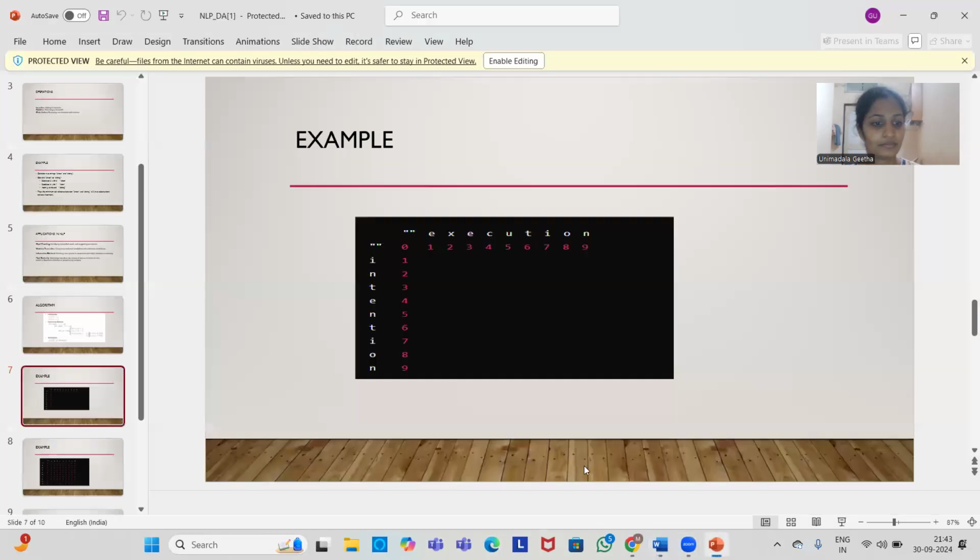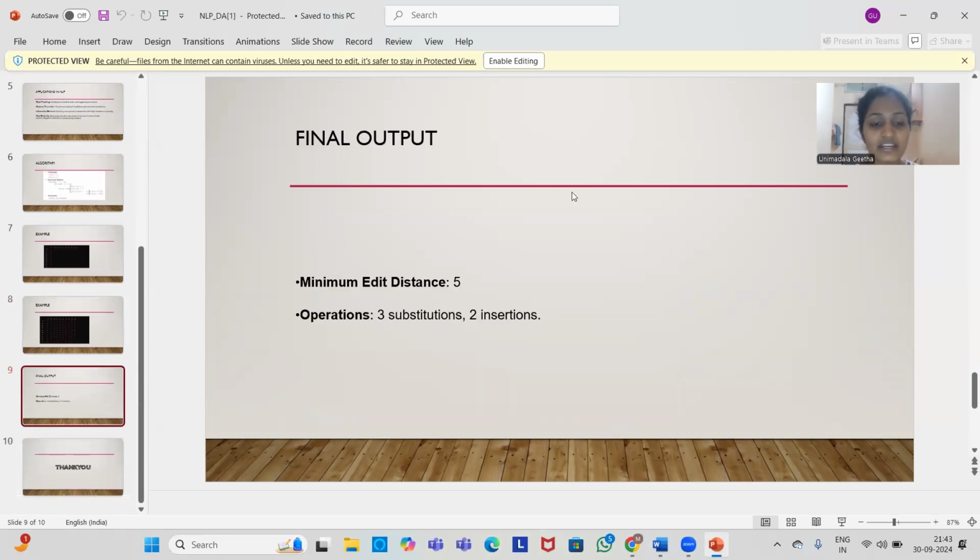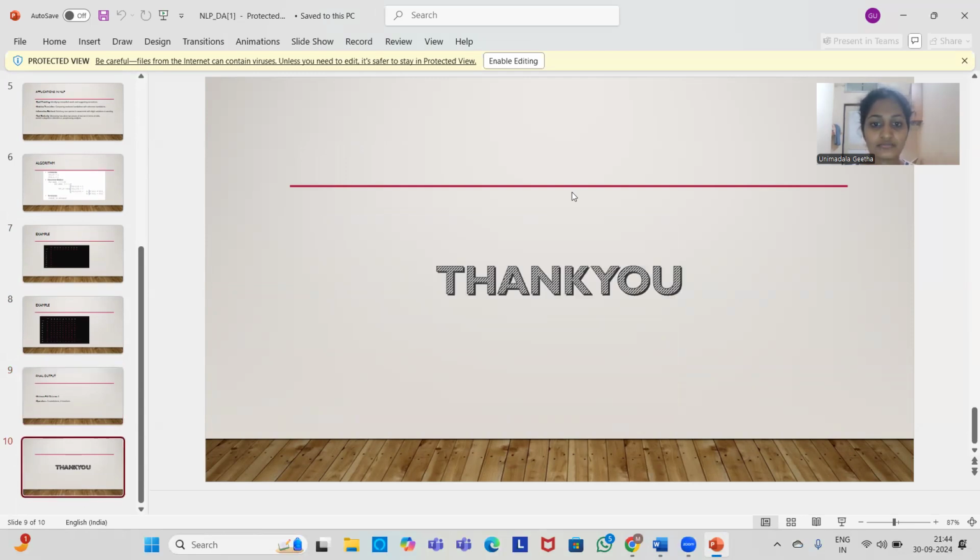Let's go back to the problem. This is the overall problem. The final output is that the minimum edit distance is 5, and the operations performed to find the minimum edit distance are 3 substitutions and 2 insertions. Thank you.